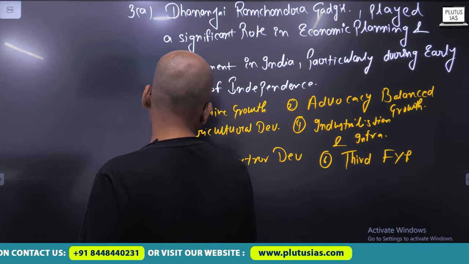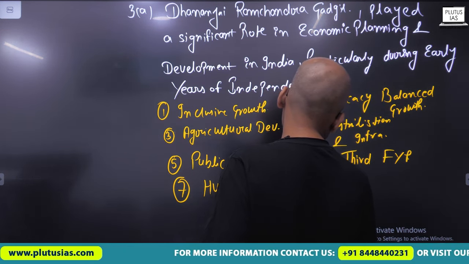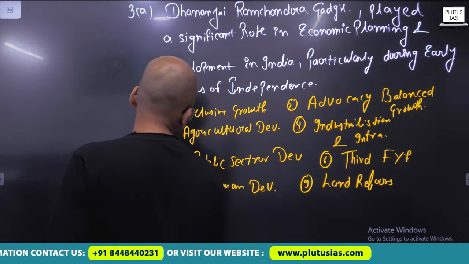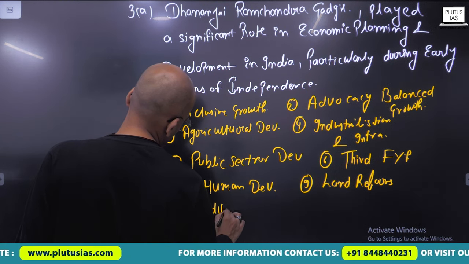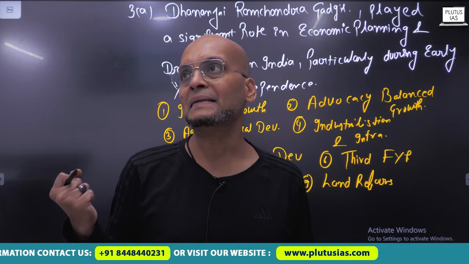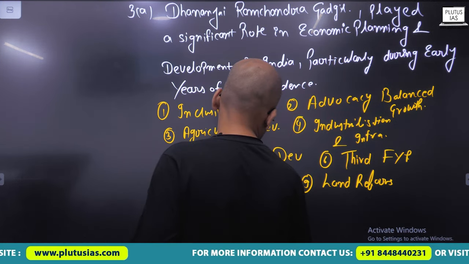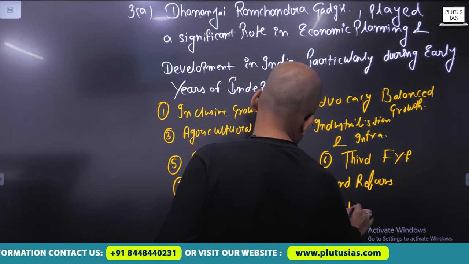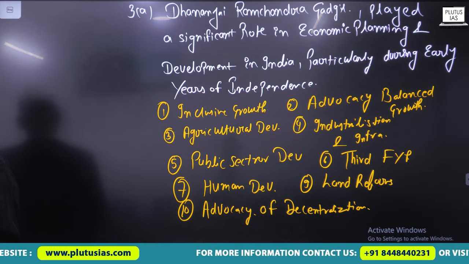Special attention was also laid on human development, land reforms, which he did, and finally, the advocacy of decentralization. That the center should not hold everything. Center should not be the major force in the market. So we have to decentralize the things. So as you can see, his contribution was quite big in the Indian economy. Understood.